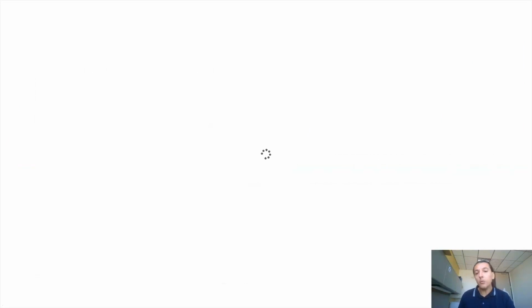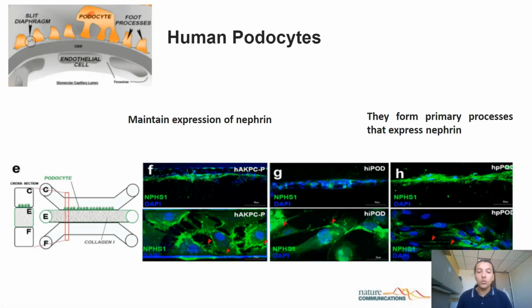So the first thing that we did was we decided to seed only podocytes and look at how well they were performing in our Glomerulus-On-A-Chip. And as you can see here, all three lines were able to maintain expression of nephrin, confirming that these podocytes were maintaining their phenotype and they were healthy.